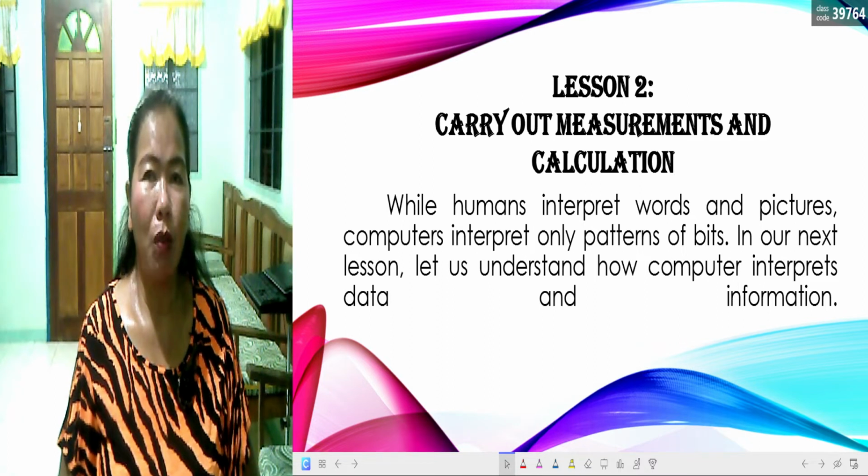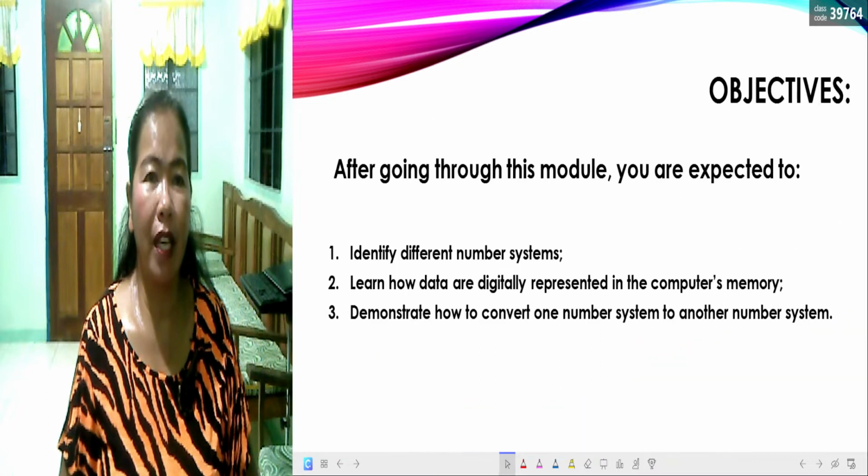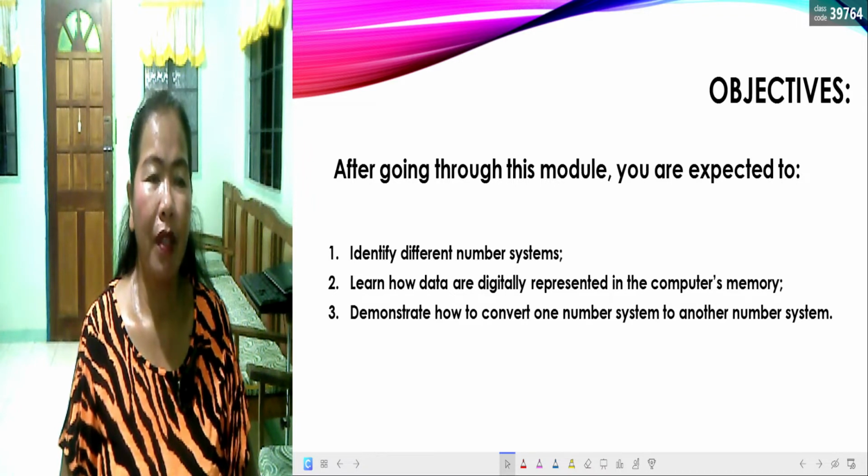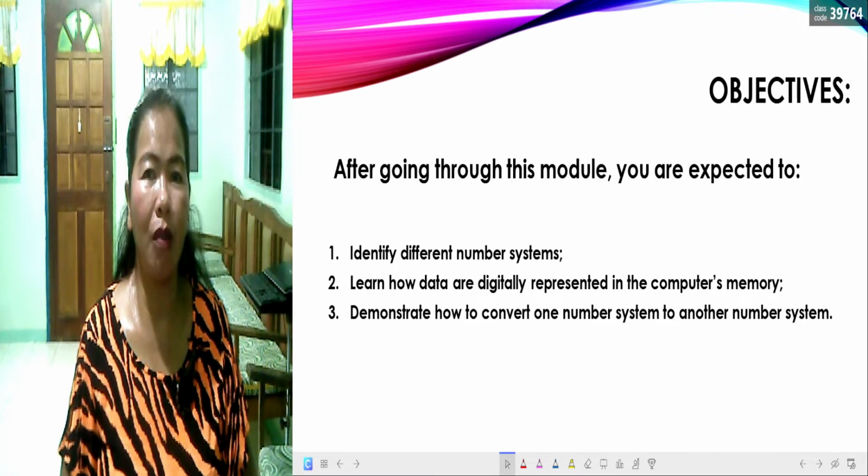But before that, we will have first the objectives of this topic. Number one is identify different number systems. Second is learn how data are digitally represented in a computer's memory. And the last one is demonstrate how to convert one number system to another number system.